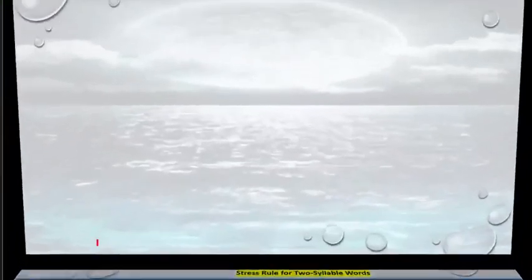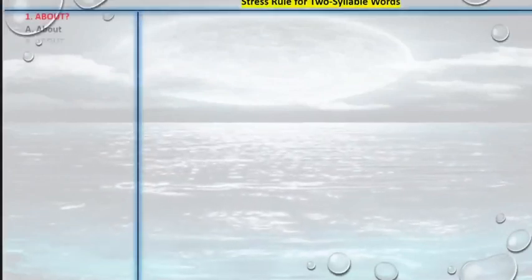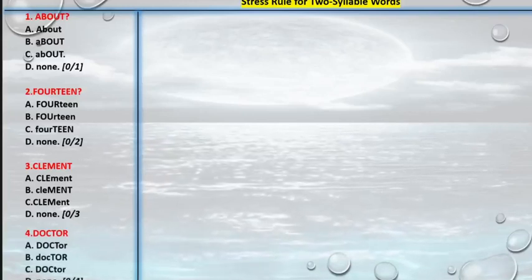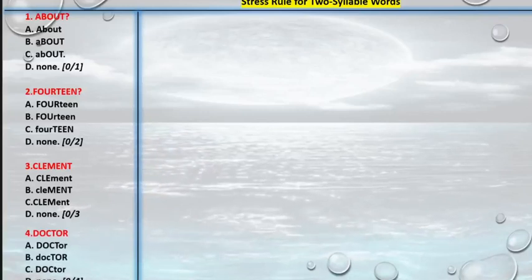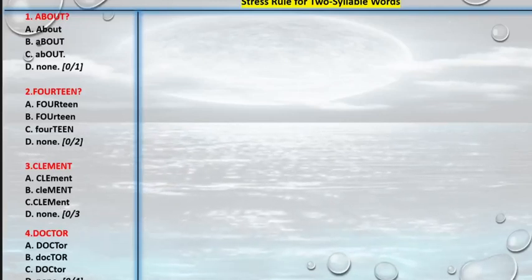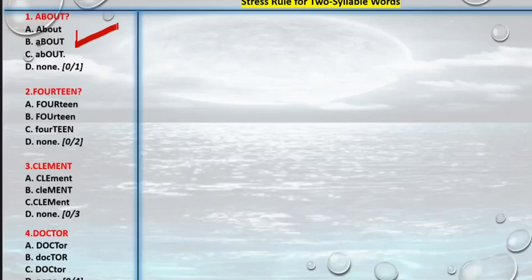Now quickly we'll look at the next rule. Again, for 2-syllable words, very important. Now let's quickly take a look at this question. What should be the correct answer here? The correct answer from what we've seen here in number 1 should be about. Why? Because it begins with schwa. So option B is actually correct here.